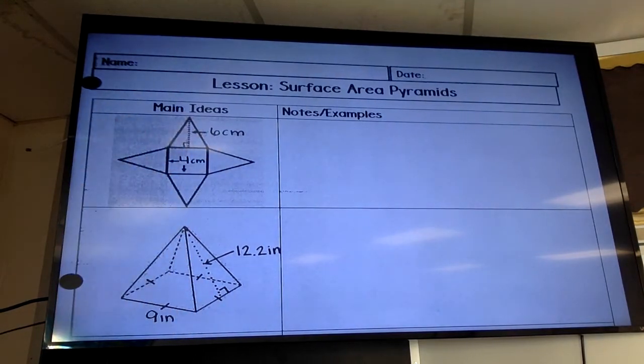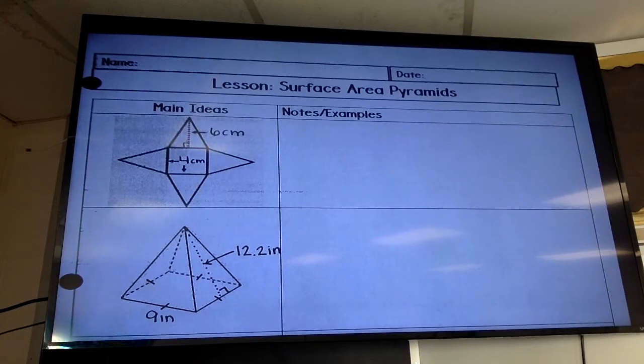It's as if I took the top of the pyramid and I twisted it off and let it fall flat on the ground. You could see what it would look like. Sometimes that makes it easier to identify the different shapes. So we're going to talk about 3 different pyramids: a square pyramid, a rectangular pyramid, and a triangular pyramid. So let's start with the square pyramid.